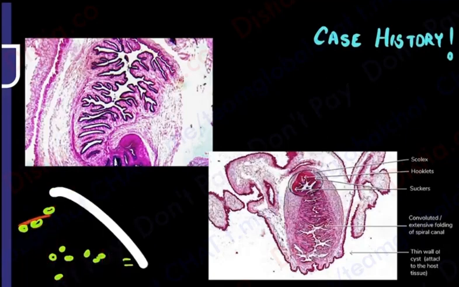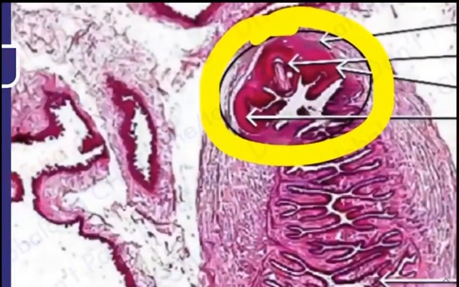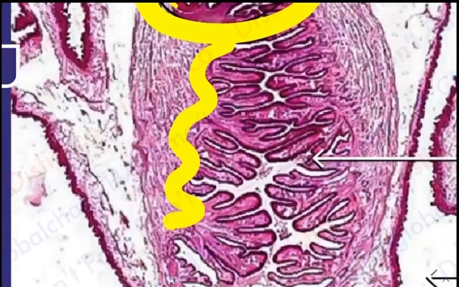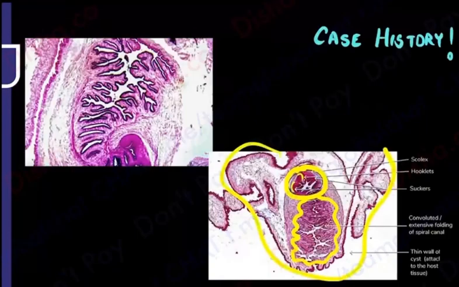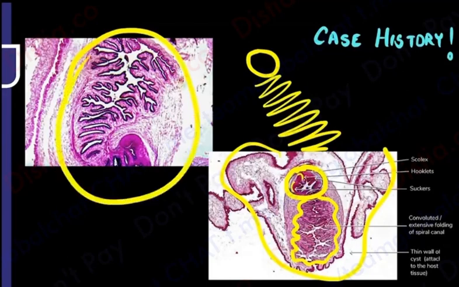And under the microscope, this is what we saw. We saw that there was an organism with a head like this, which had these suckers over here. You can see those round suckers. And it had an extremely convoluted spiral canal. And it had a thin wall around it. This is the classical, ye jo suckers with this extremely convoluted fold. This is a classical case of cysticercosis. Remember this head with this spiral tail. This is what we found on a biopsy.